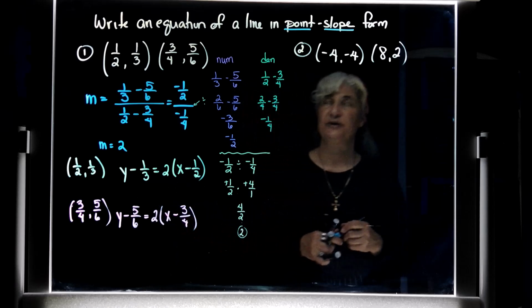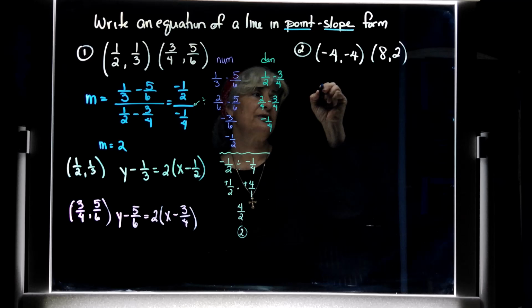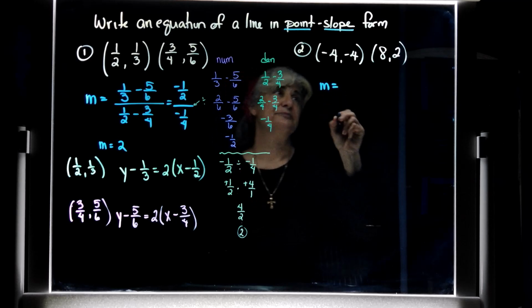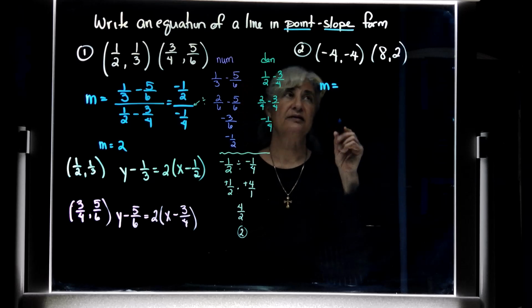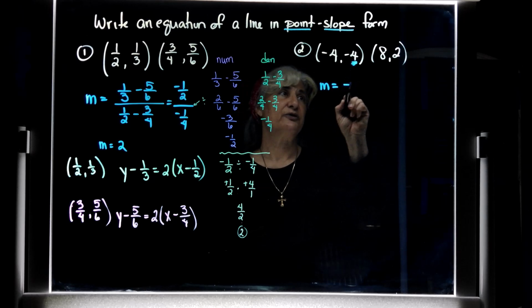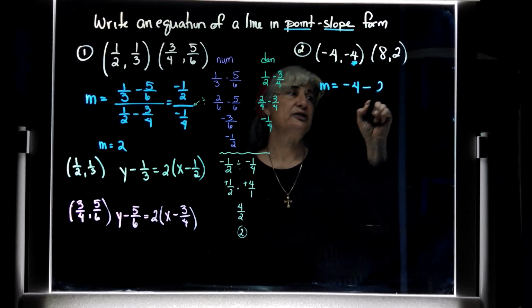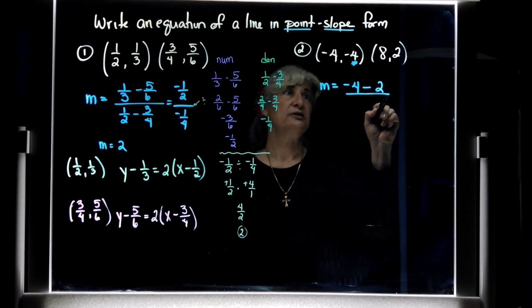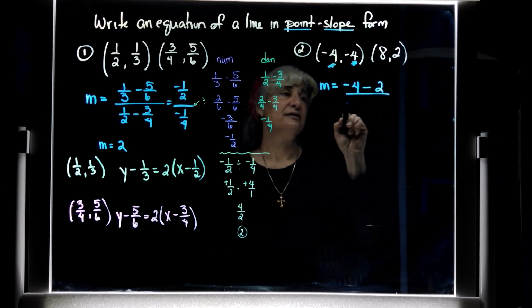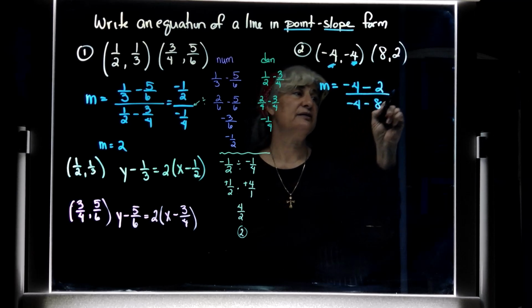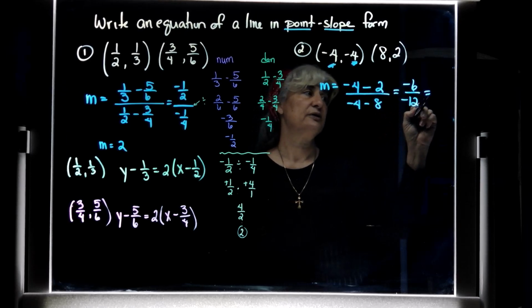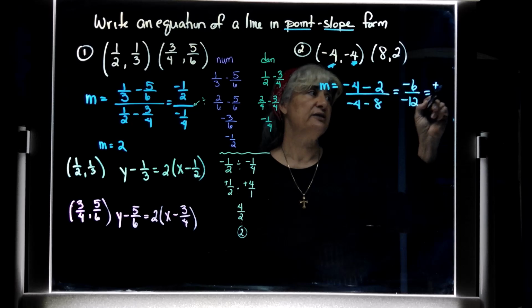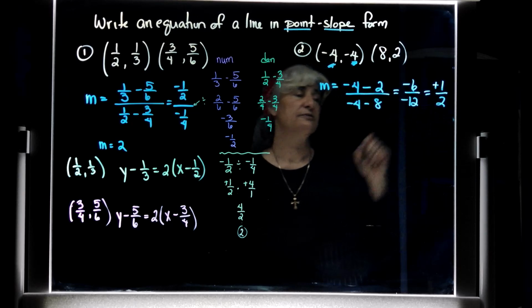Here we go again. Need to find the slope first, because they didn't give it to us. Weren't they nice? They wanted us to get some more practice. Okay, so the y's. So I'm going to take this y value first, negative 4 minus 2 over this x, negative 4 minus 8. So in the numerator, negative 6, denominator, negative 12, negative, oh, it's positive, good, 1 over 2.